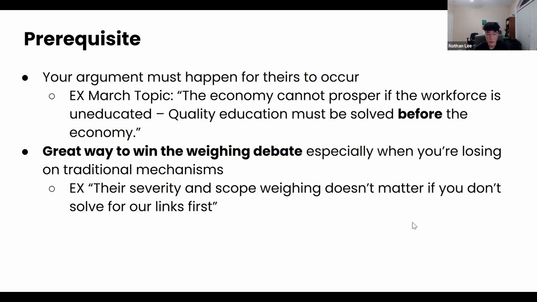And a great way to win the weighing debate, especially when you're losing on traditional mechanisms, is using prerequisite. For example, their severity and scope weighing, assuming you drop their weighing, doesn't matter if you don't solve for our links first, right? So let's say that you're a second speaker and your first speaker didn't do a great job interacting with their weighing in summary. It's okay, because the way you can salvage the round in final is by saying to throw everything out the window, because if you don't solve for our arguments, none of theirs matter.